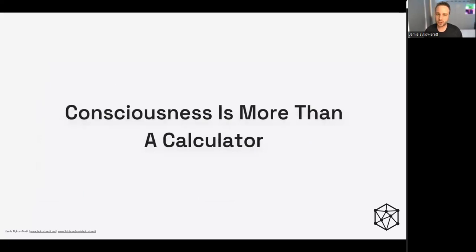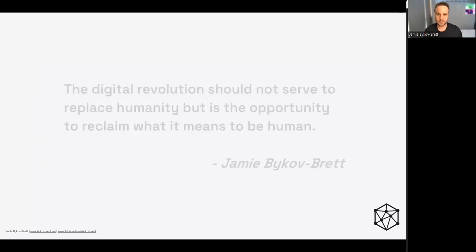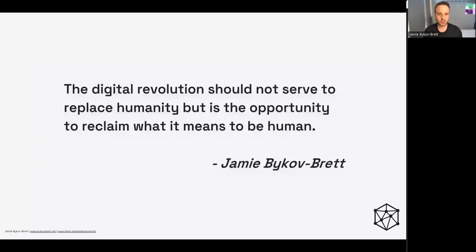It's important to remember that consciousness is more than just a calculator. As we further integrate AI into our lives, it becomes clear that AI is good for simple and repetitive tasks, but we need to be able to perform better within that space. Beyond a mere mathematical or technological feat, the core of these innovations should be to embody human-centric principles, fostering a world where technology serves as a conduit for greater societal harmony and fulfillment. The digital revolution should not serve to replace humanity, but it is the opportunity to reclaim what it means to be human in this world.